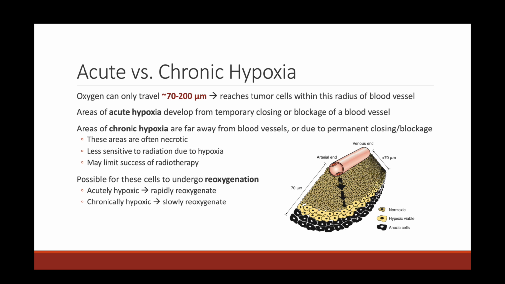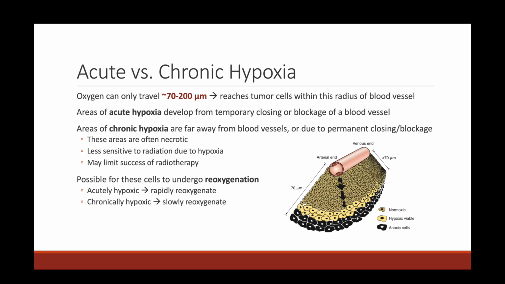So when oxygen diffuses, it can really only travel to a maximum of about 200 micrometers from the bloodstream. The distance that oxygen diffuses is about 70 to 200 micrometers. So within that radius of the blood vessel is really what can be reached realistically by oxygen. So if we look at a tumor and look at the relationship between the tumor cells and the distance from various blood vessels, we realize that there are certain areas that are acutely hypoxic, meaning there's a short-term hypoxia that is developed from a temporary closing or blockage of a blood vessel.